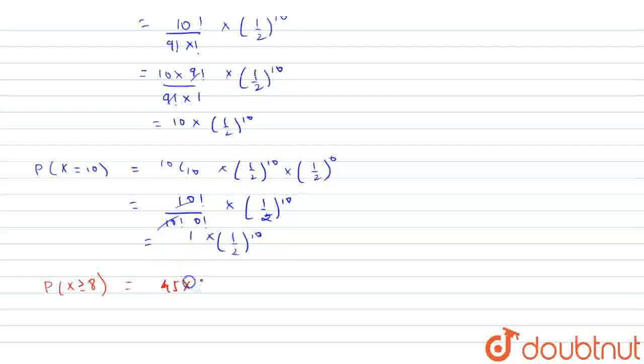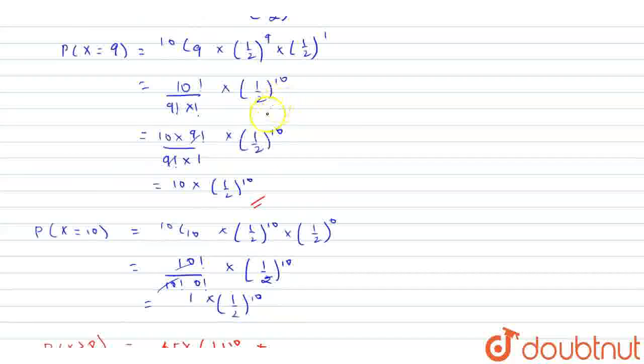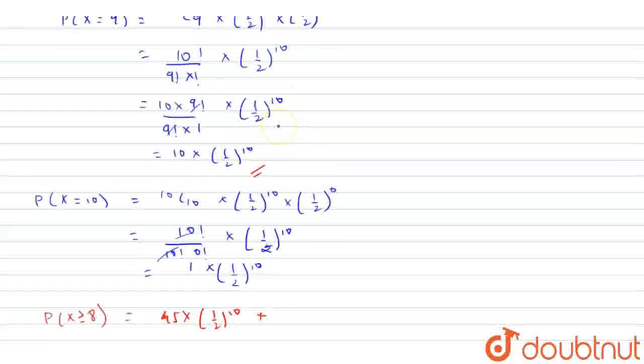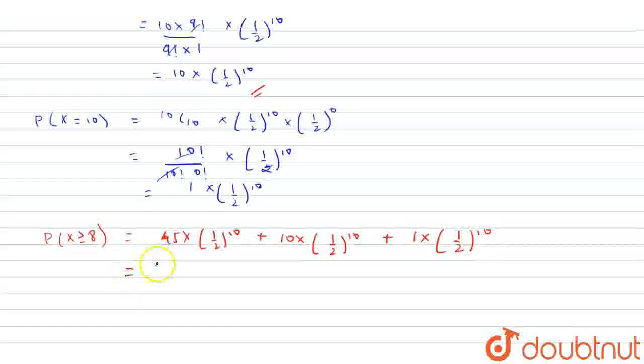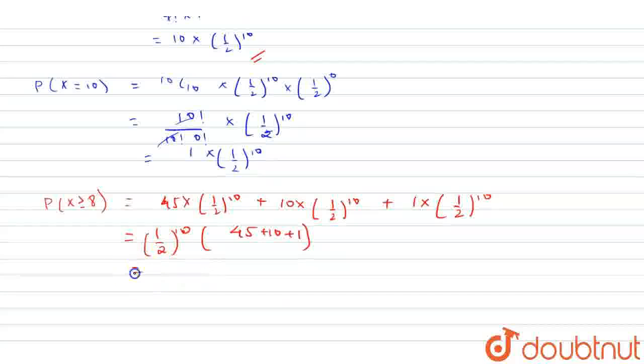Plus, as you can see over here, P of X equal to 9 is 10 into 1 upon 2 raised to 10, right students? And this is 1 into 1 upon 2 raised to 10. Can I take 1 upon 2 raised to 10 common? I will do that. So 1 upon 2 raised to 10 is common. What I am left with inside is 45 plus 10 plus 1, right students? So now I am left with 56 upon 2 raised to 10.